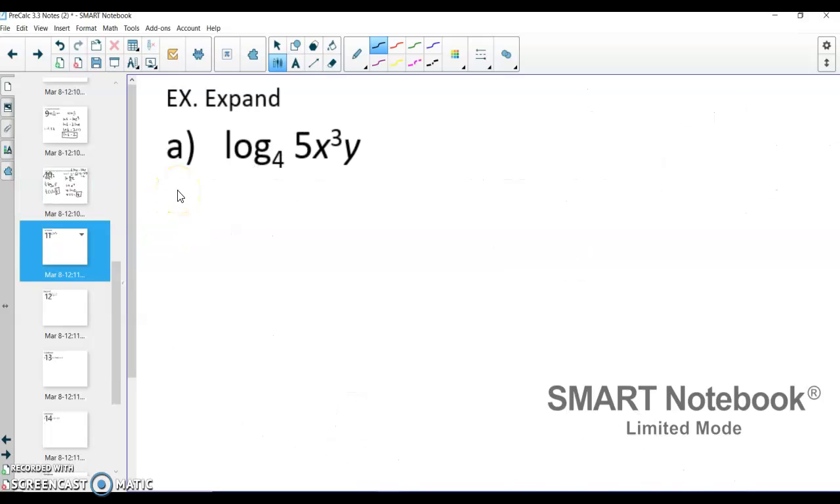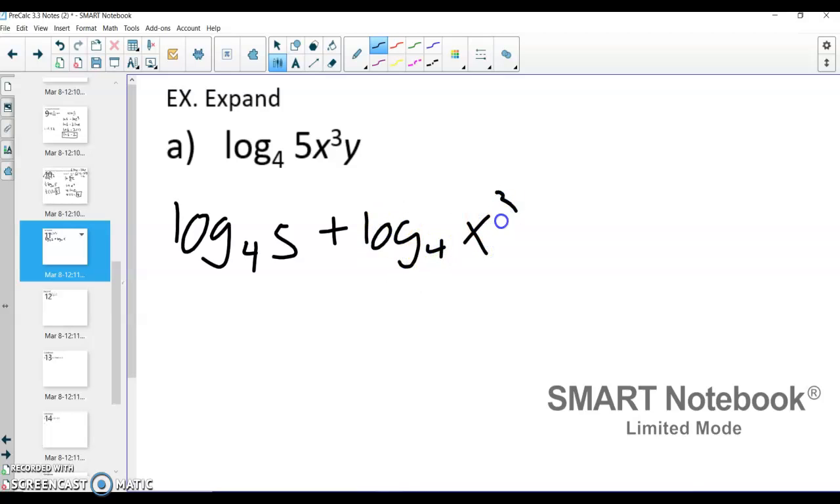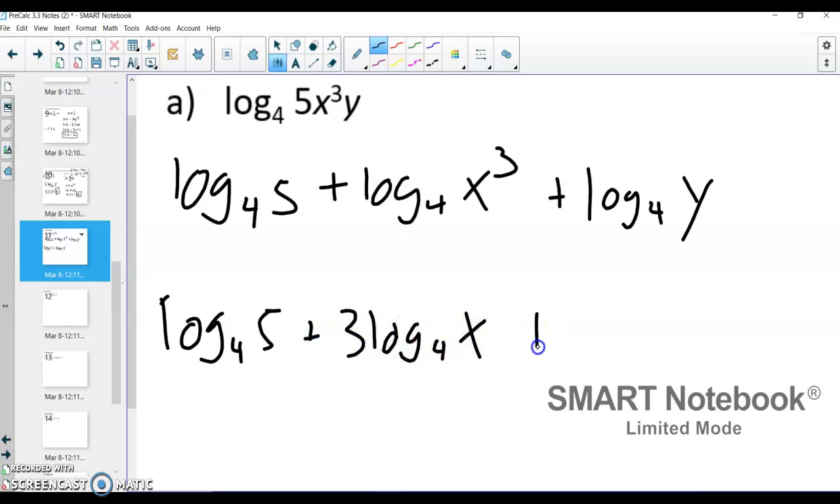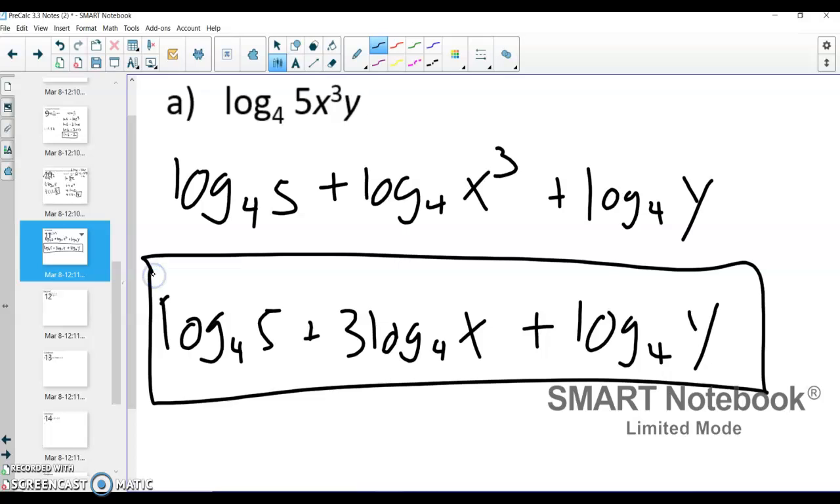Here we're going to try to expand this, and we have a bunch of multiplication here, so this is going to be log base 4 of 5 plus log base 4 of x cubed plus log base 4 of y. Do one more step. I have to use the power rule here to bring this 3 down. So my final answer when I expand it would be log base 4 of 5 plus 3 log base 4 of x plus log base 4 of y. And that would be my complete expansion there.